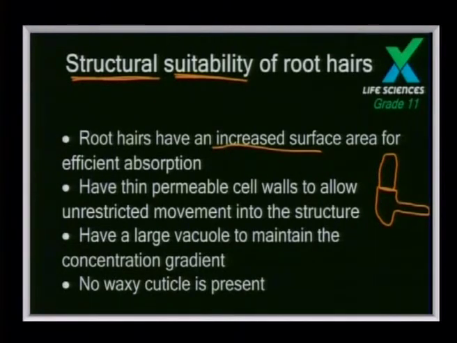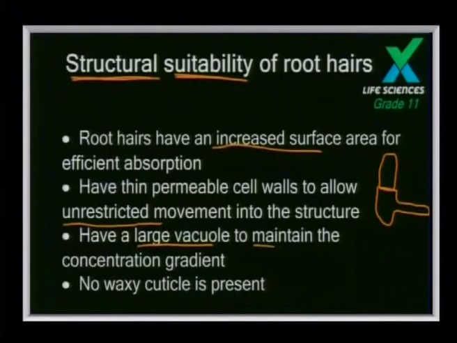Have a thin permeable cell wall. Why? To allow unrestricted movement of water into the structure. Have a large vacuole. Remember, large vacuole means a large tonoplast and also a lot of cell sap to maintain the concentration gradient. In other words, from a higher water potential in the soil to a lower water potential in the root hair. This sign here is your water potential sign. And there is no waxy cuticle present. You must know these 4 points, please.